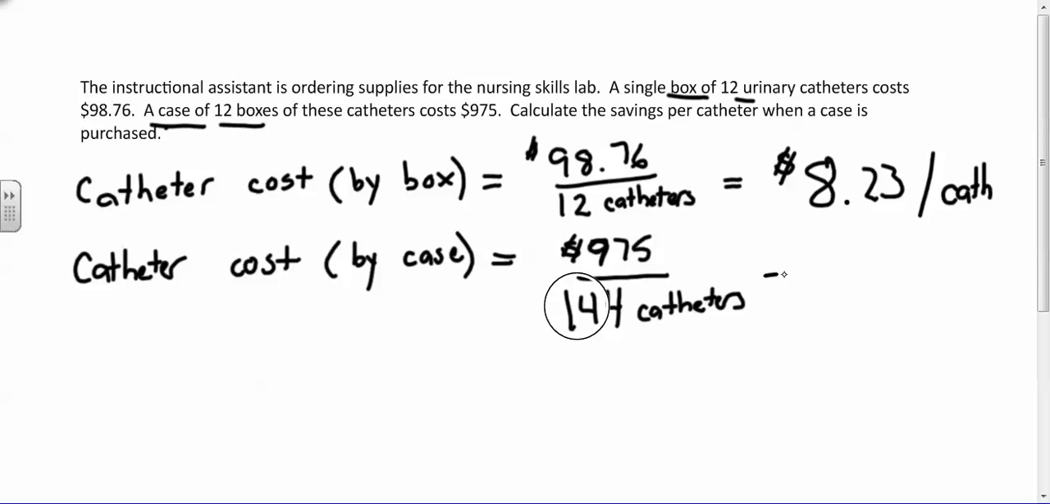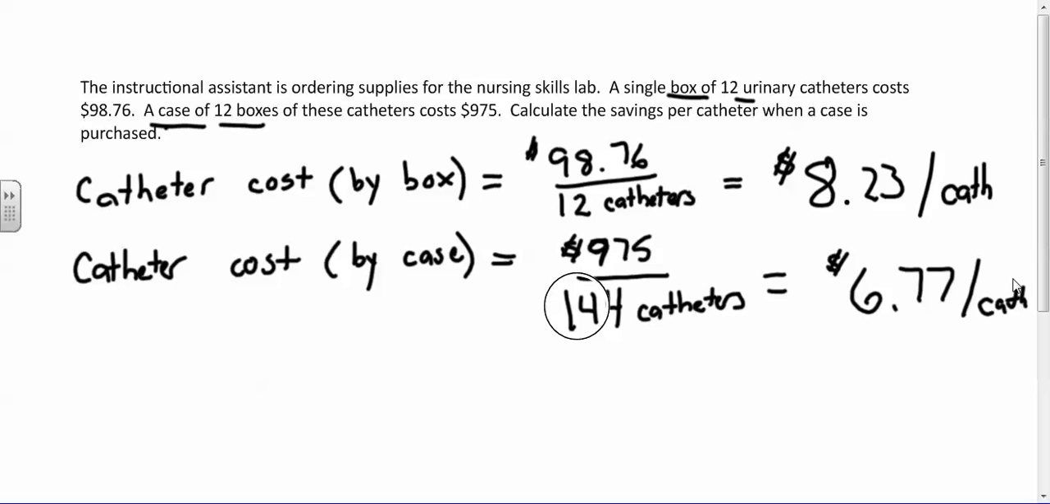Now if we divide the total cost when we buy it by the case, which is $975, and we divide it by 144 catheters, that gives us a price of $6.77 per catheter. So we took $975 and divided it by 144. So it's dollars per catheter.